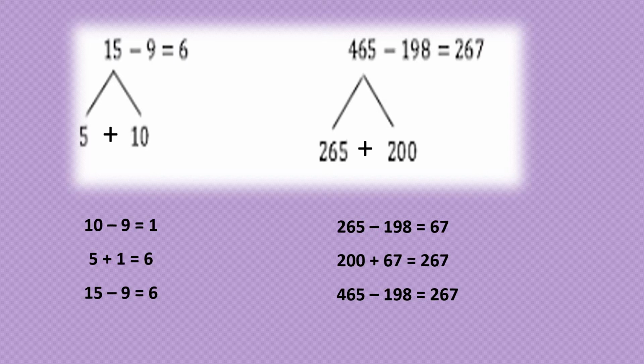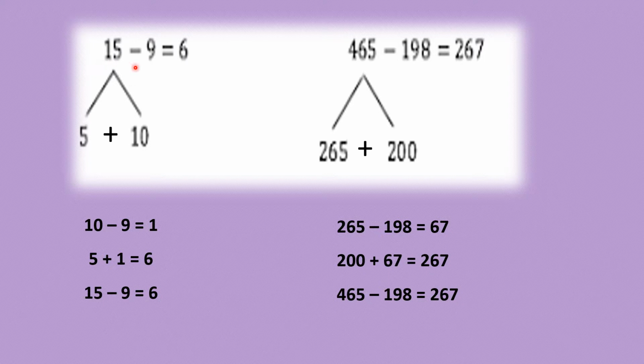So subtraction is the same, a little bit different, but again the methods are the same. In subtraction we will be using the breaking method, and the second method would be the place value method. So let's begin with the breaking method. For example, I have 15 minus 9. Now what I need to do is subtract 9 from 15.